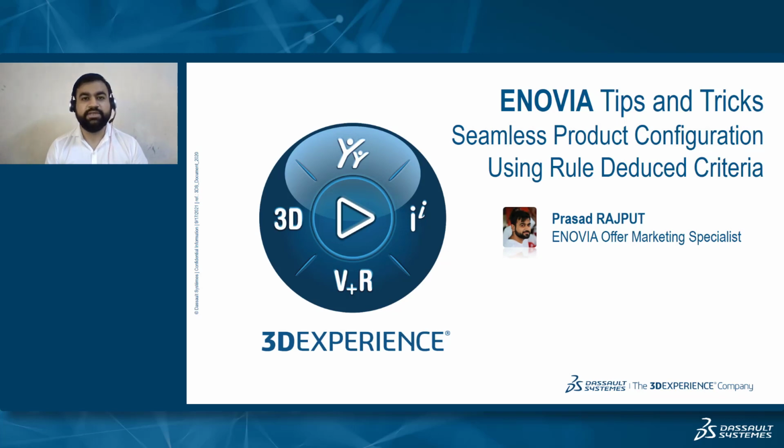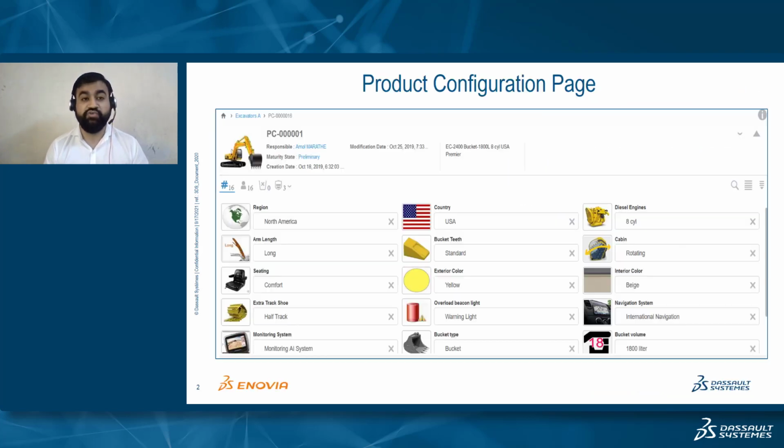Welcome to this tips and tricks video. In this video, you will see how product managers can leverage the capabilities in the rule-deduced criteria to seamlessly perform product configuration. Model definition is a dashboard app that helps you in seamlessly managing the definition of products with high variability and complex set of configuration rules.